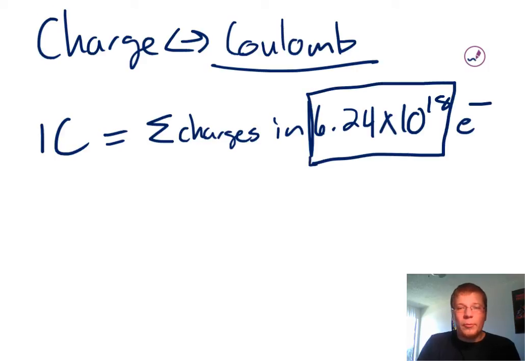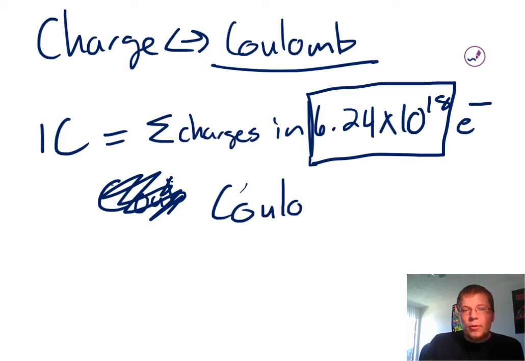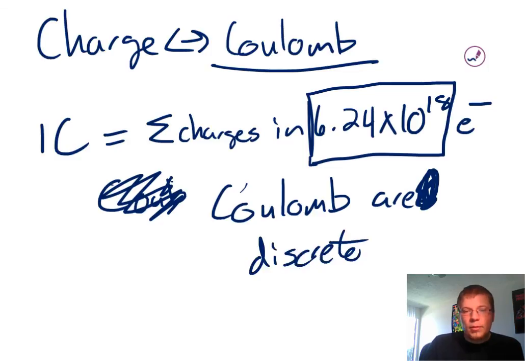One little side blip that I want to mention here is that you can't have half an electron. You can't have a quarter of an electron. You can have one electron, two electrons, three electrons, 40 billion electrons. That's all you got. You can't have fractions of electrons. So what this tells us is that coulombs are discrete. Coulombs are discrete. So at some point in time, you can't have less than a certain number of coulombs.